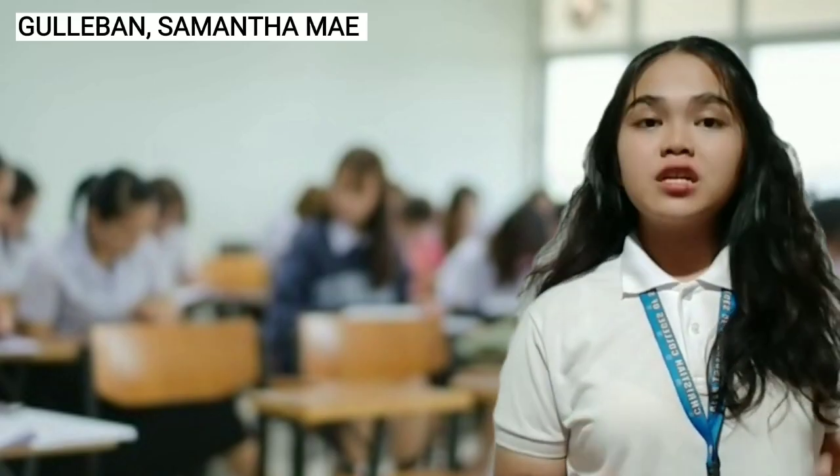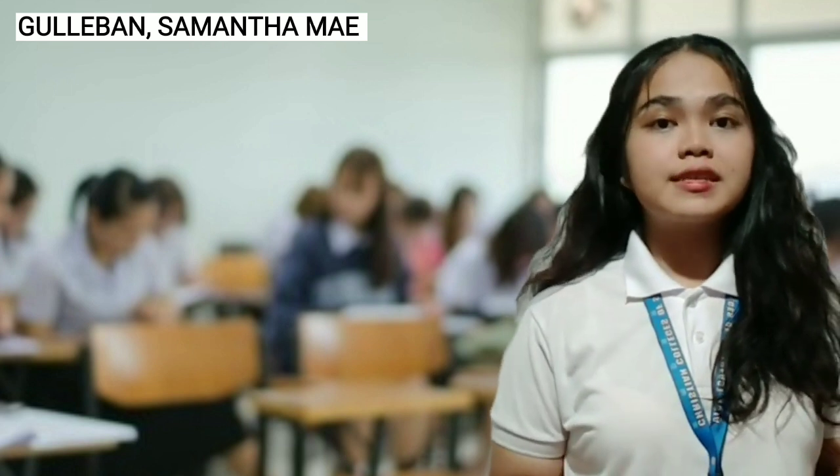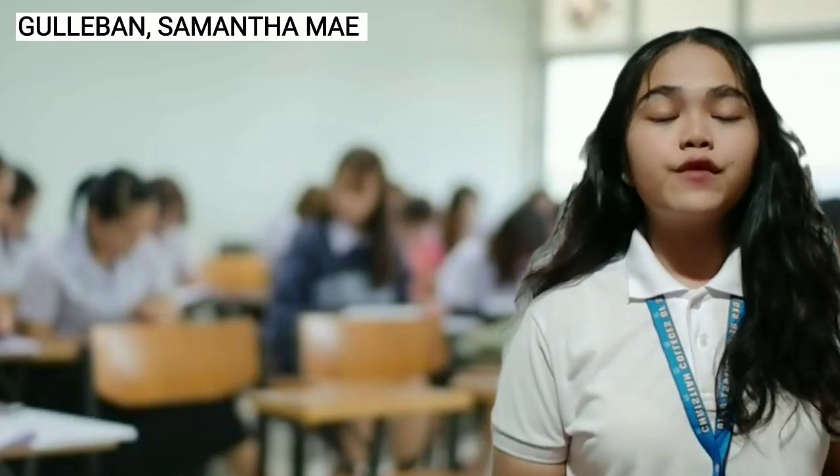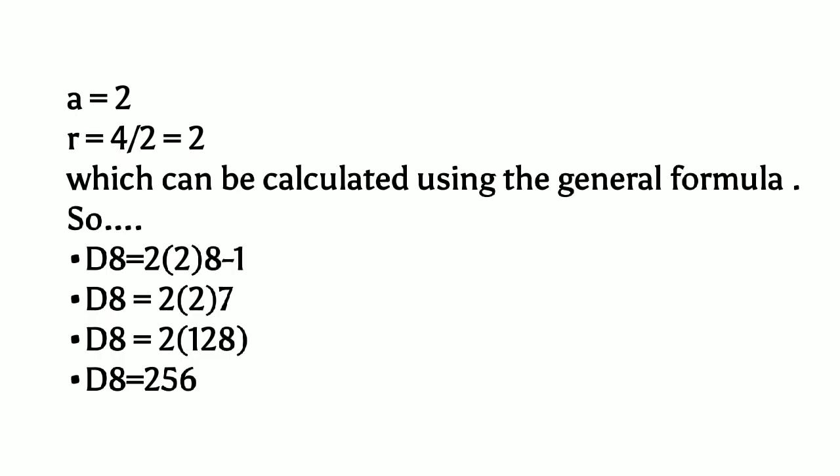As a result, the general formula for a geometric sequence is as follows. A sub n equals A times r to the power of n minus 1, where A is the first term in the sequence, r is the common ratio, and A sub n is the number of newly infected people on the nth day. Now, we will determine the number of newly infected people on the 8th day. A equals 2, r equals 4 divided by 2, which equals 2, which can be calculated using the general formula.